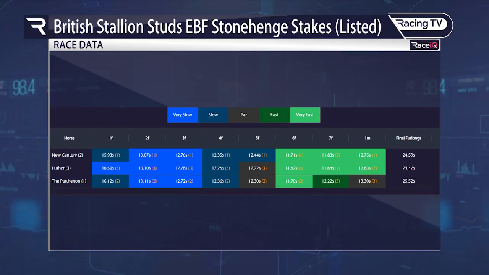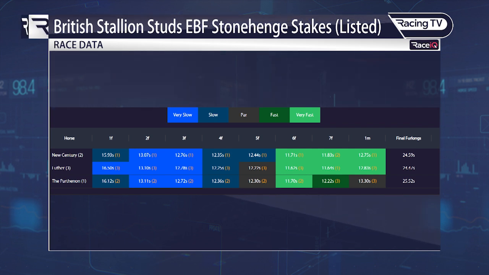It's a good one, this, as far as the past sectionals are concerned. Look at all the blue. That means slow or very slow. Dictated by New Century, slow first furlong, very slow the next 2, and then slow for the next 2 as well, with Luther rated off the pace in 3rd place, plenty to do.